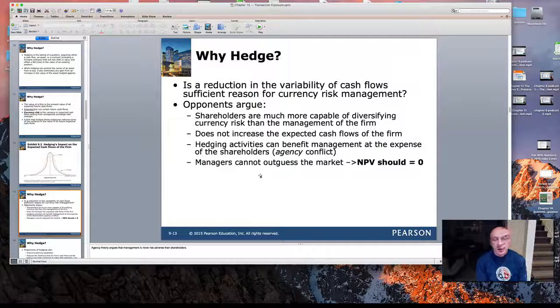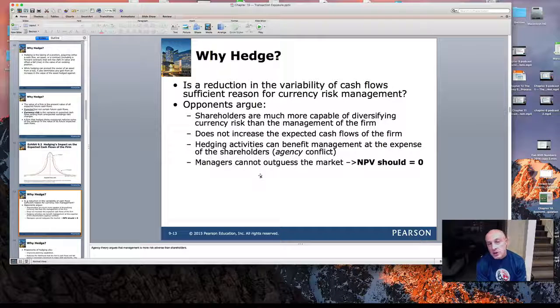Okay, again, continuing our conversation on why should we hedge, opponents would argue that shareholders are much more capable of diversifying currency risk than the management of the firm. How? Well, if a shareholder owns a portfolio of stocks where there are some that have foreign exchange risk, they could simply sell those stocks and buy other stocks in firms that don't have foreign currency risk. Opponents also argue that it does not increase the expected cash flows of the firm. Hedging activities can also benefit management at the expense of other shareholders. That's what we call the agency conflict.